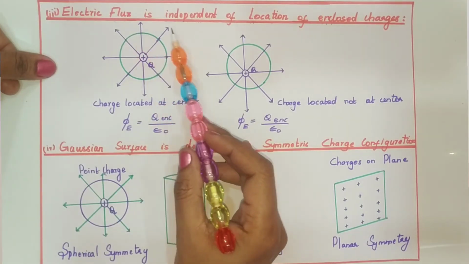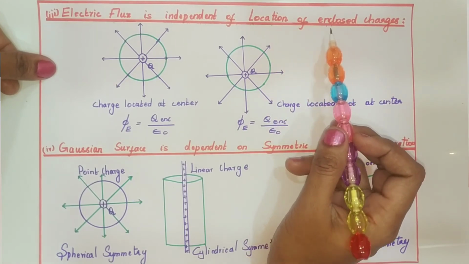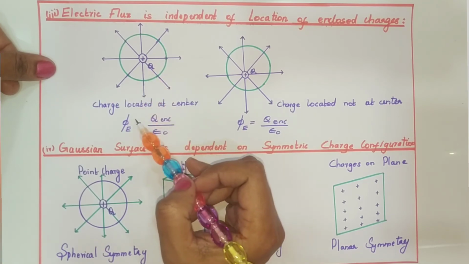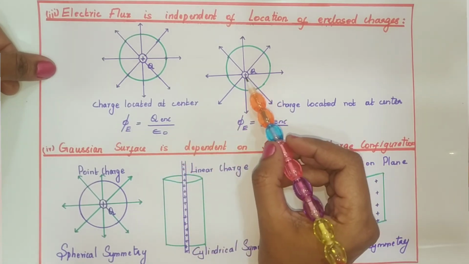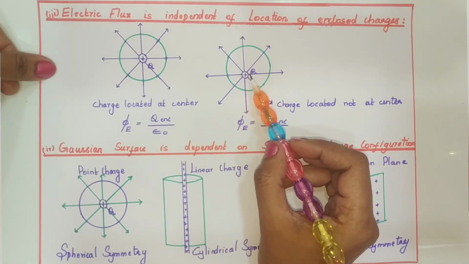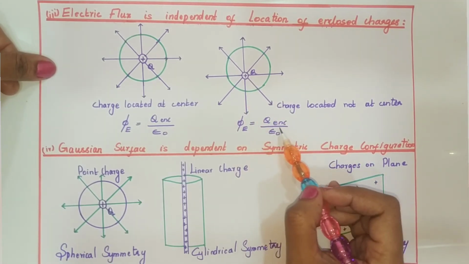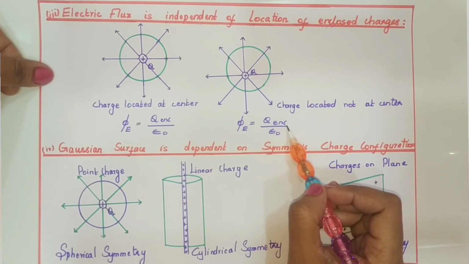Third one, electric flux is independent of the location of the enclosed charges. Here you see I have placed the charge at the center. In this case, the flux phi E is Q enclosed by epsilon naught. And if the charge is placed somewhere else other than the center, here also the flux phi E will be 1 by epsilon naught times Q enclosed.